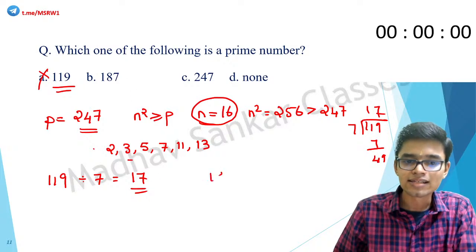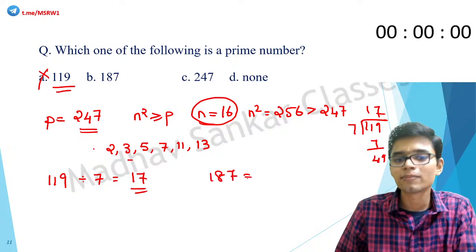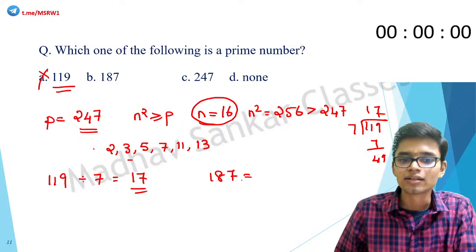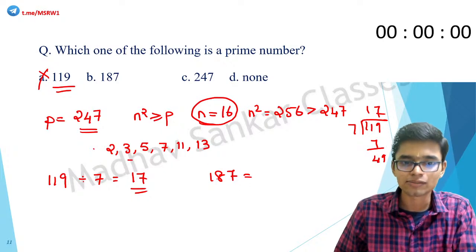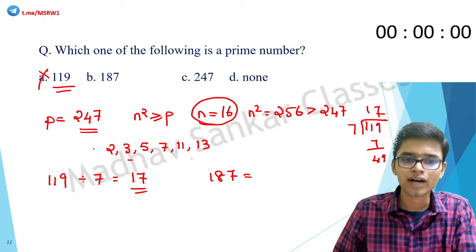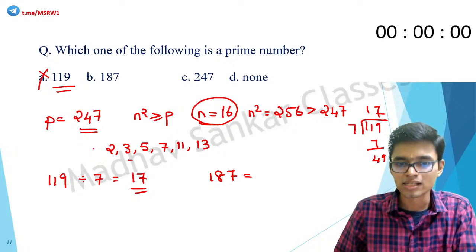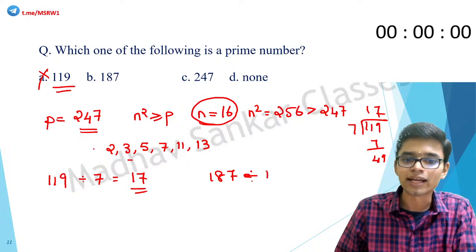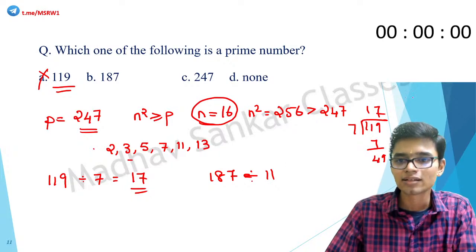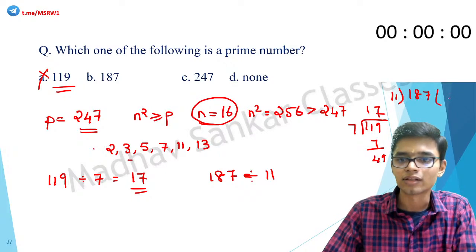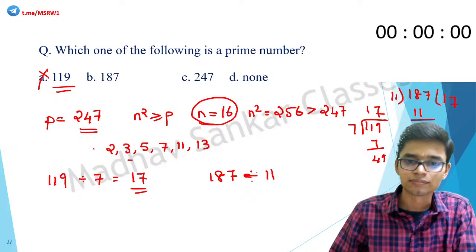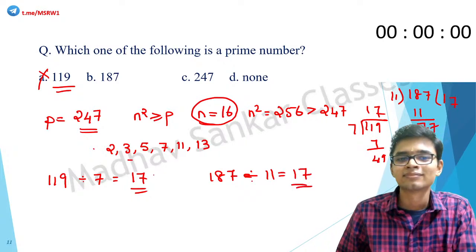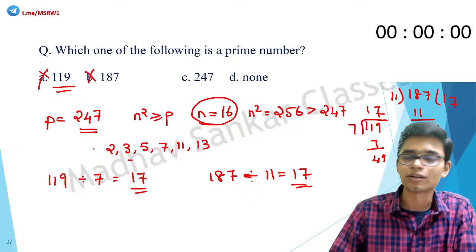Second one, 187. Is it perfectly divisible by 2? No. 3? 7 plus 8 is 15 plus 1 is 16. 16 is not divisible by 3, so no. 5, no. 7, 4, 47, no. 11, yes. 187 is perfectly divisible by 11. What will we get? 187 divided by 11 gives you 17. So this is also not a prime number.